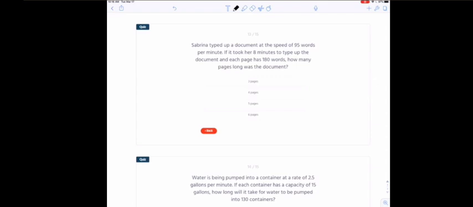But when you're ready to look at it together, I'll go ahead and get started with it, okay? So we're looking for how many pages there were, okay? And we know the rate is 95 words per minute. It took her 8 minutes to type, and each page has 180 words. So we have 2 rates here at a time.